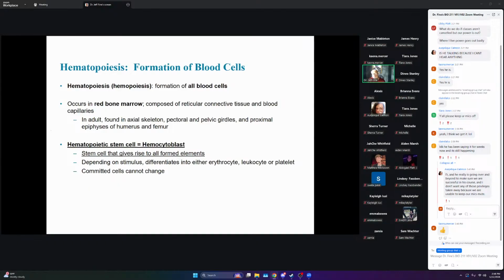Okay, so just understand that a hemocytoblast is the stem cell that goes through the process called hematopoiesis, a forming of one of the three formed elements. As a hemocytoblast, it has the capacity to be any one of the three, and once they've committed, they can't change.